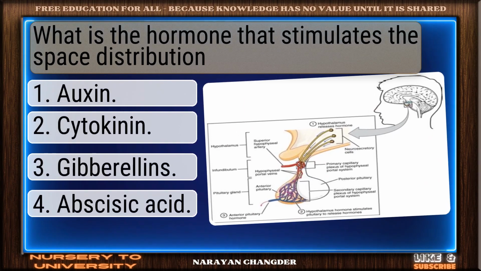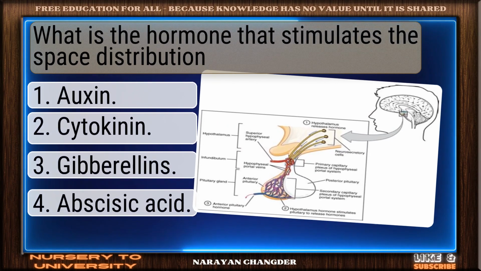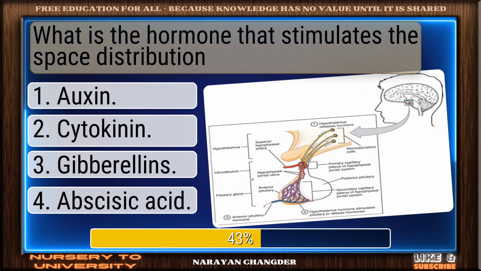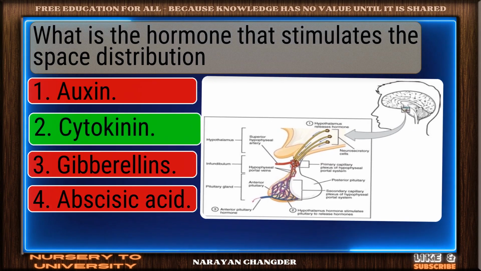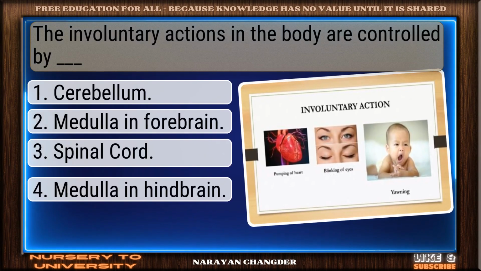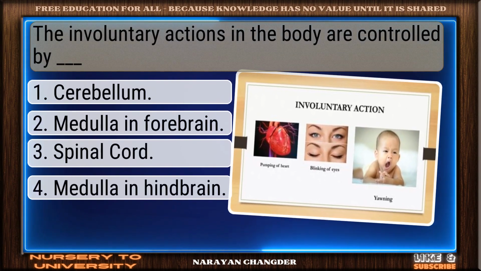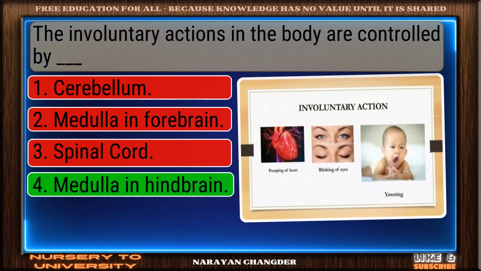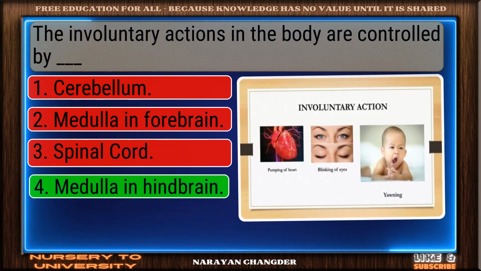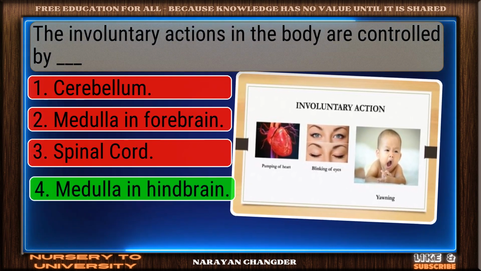What is the hormone that stimulates cell division? You chose cytokinin? Correct. The involuntary actions in the body are controlled by dash. Smart pick. Medulla in hindbrain is correct.